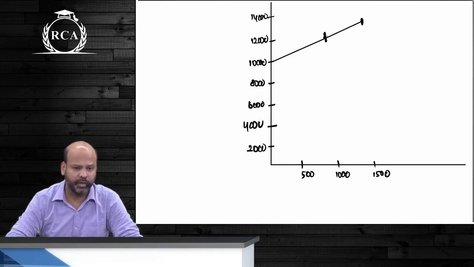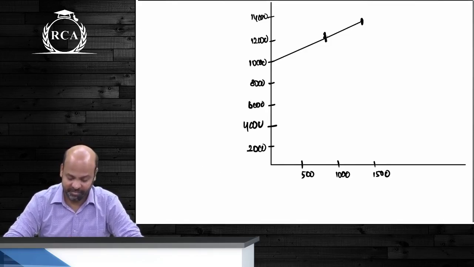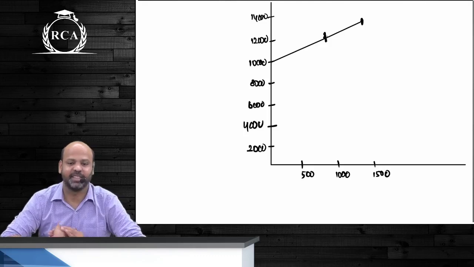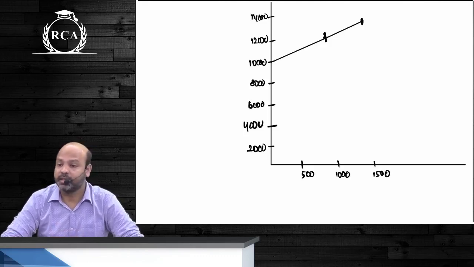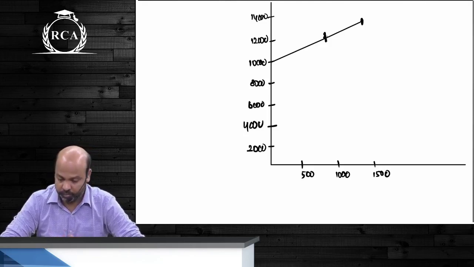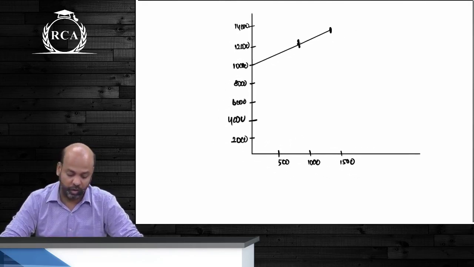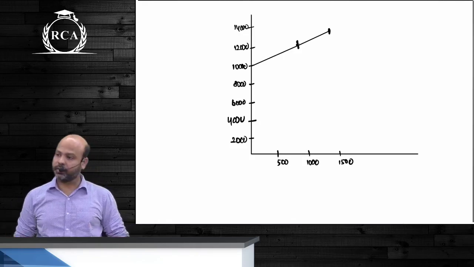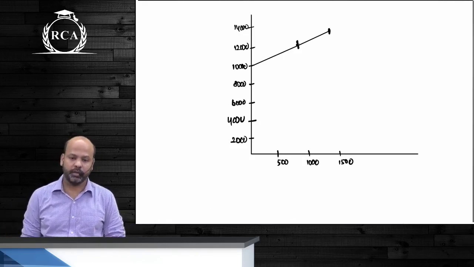Done, Abhishek? Fixed cost component, guys, is going to be 10,000 rupees. Are we all clear about this?